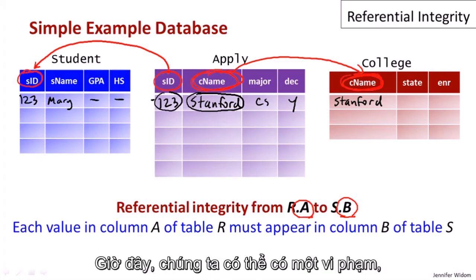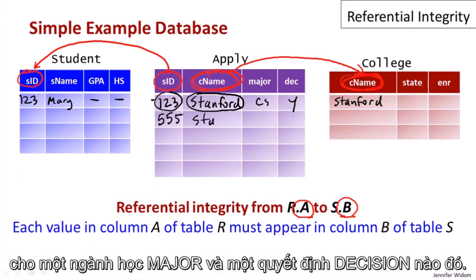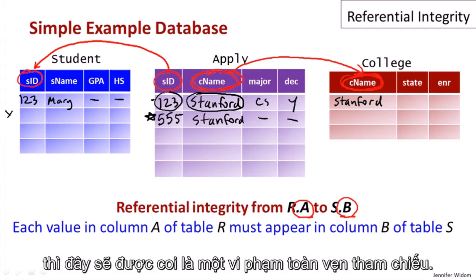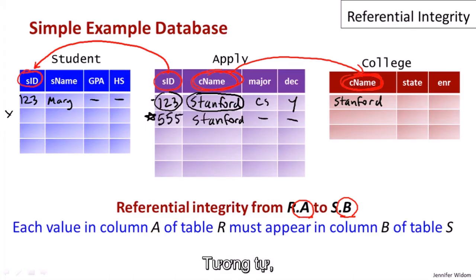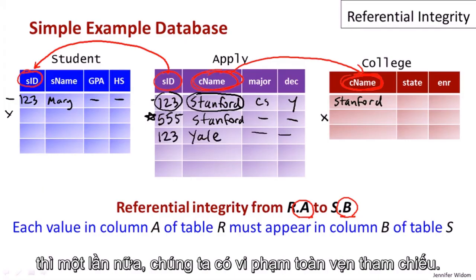Now, we might have a violation, for example, if we had, say, 555 applying to Stanford for some major and some decision. If we have no 555 over in the student table, then this here would be considered a referential integrity violation. Similarly, we might have 123, which is valid because we have a 123 student here, but if 123 is applying to Yale and we don't have Yale over here, then again we have a referential integrity violation.